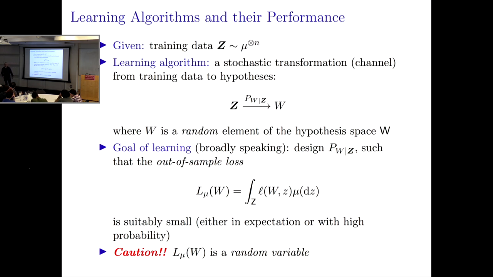It's not a conditional distribution yet until you specify the marginal distribution of Z. Once you do it, it becomes a conditional distribution. That's just terminological nitpicking. But the point is that we take the training data and then we possibly use some random number generators in addition to the training data and come up with a hypothesis W. So W now is a random element of this hypothesis space, drawn as some sort of randomized function of Z.